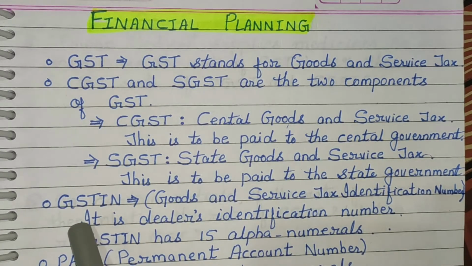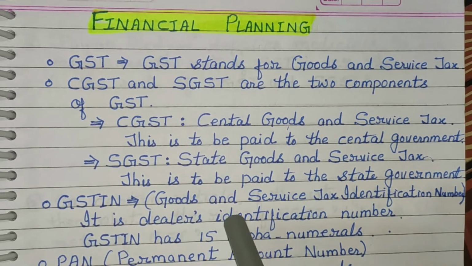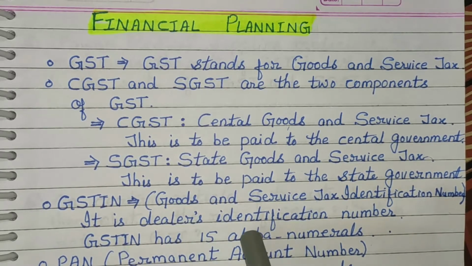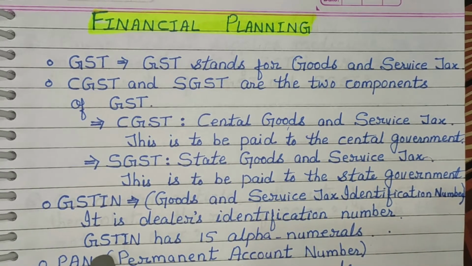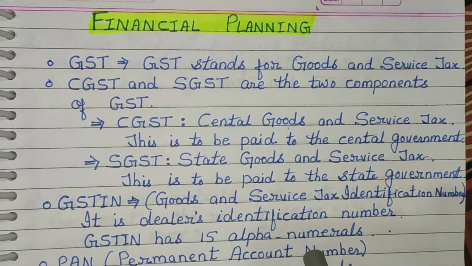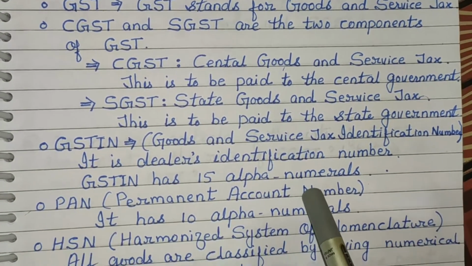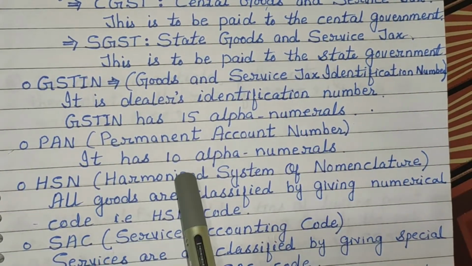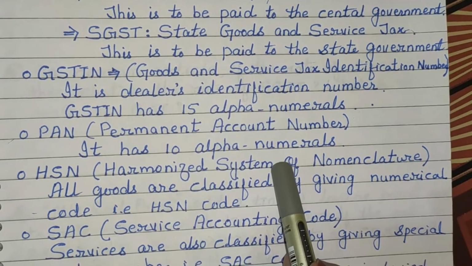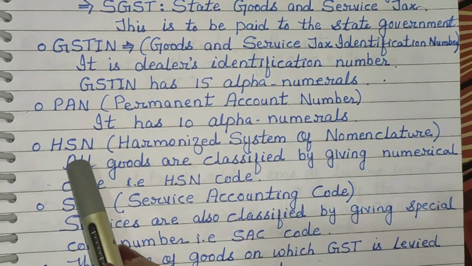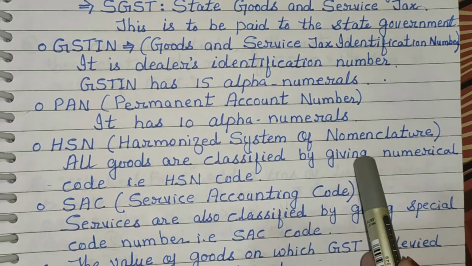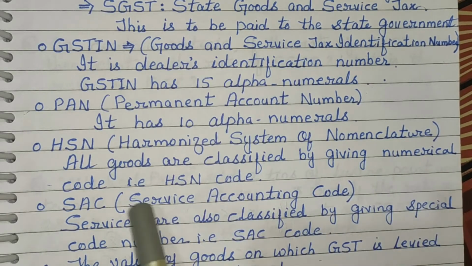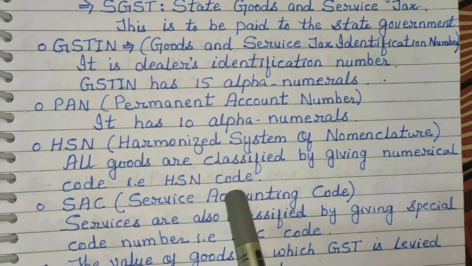Now the next point is GSTIN, Goods and Service Tax Identification Number. It is the dealer's identification number. It has 15 alphanumerals. Now the next one is PAN, Permanent Account Number. It has 10 alphanumerals. Now the next one, HSN, Harmonized System of Nomenclature. All goods are classified by giving a numerical code, that is the HSN code.